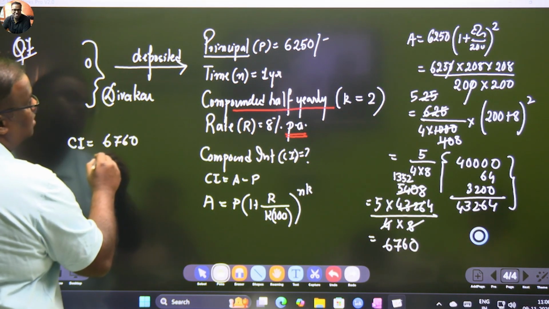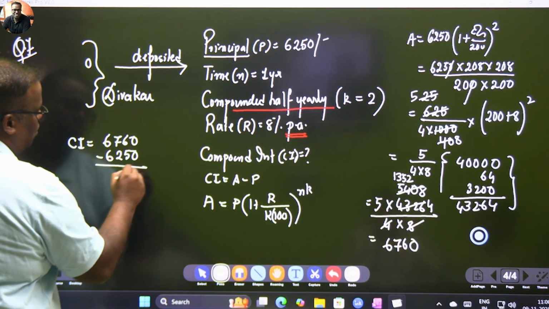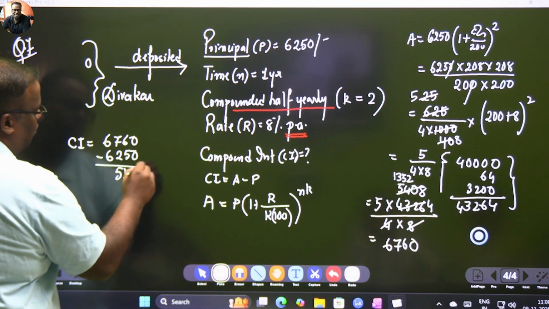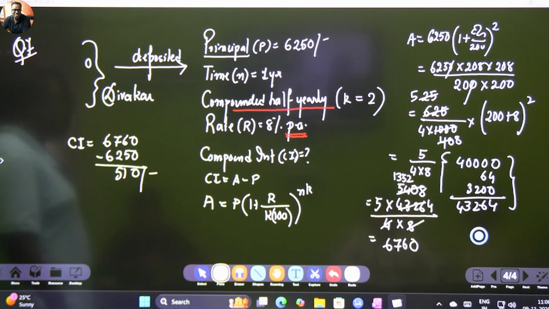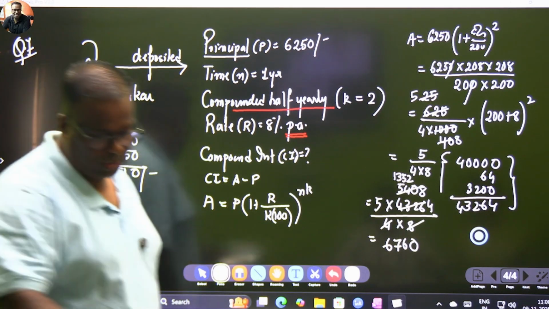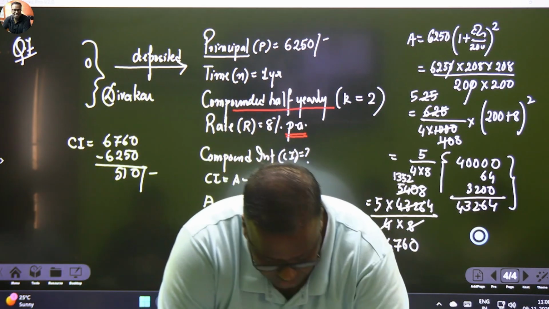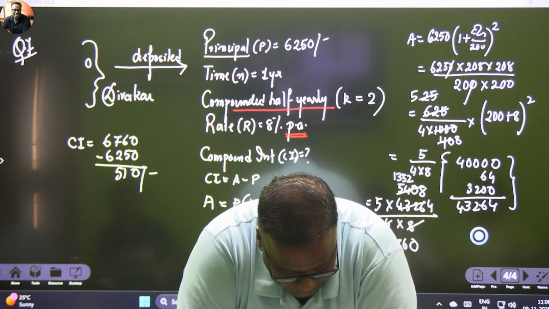So my CI's value becomes equal to 6760 minus 6250, which is 510. Has the answer tallied with the book? Yes, it will tally. Did you understand now how to do compounded half yearly type of problems? So let me pick one problem for you which you can do. Now a little bit tricky problem.